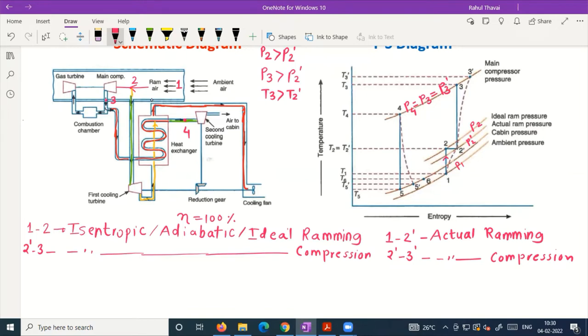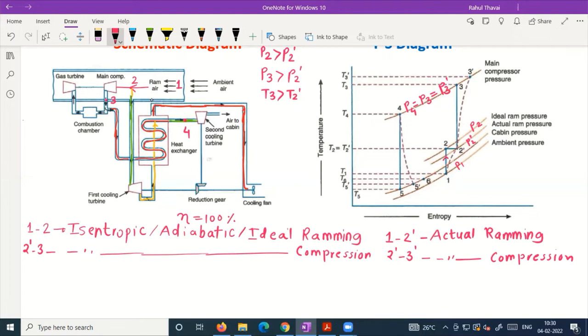The purpose of the heat exchanger is just to exchange heat, and the process of exchanging heat occurs at constant pressure. So the pressure at the exit of the heat exchanger is the same as at the inlet. That is what you can understand from process 3-4.